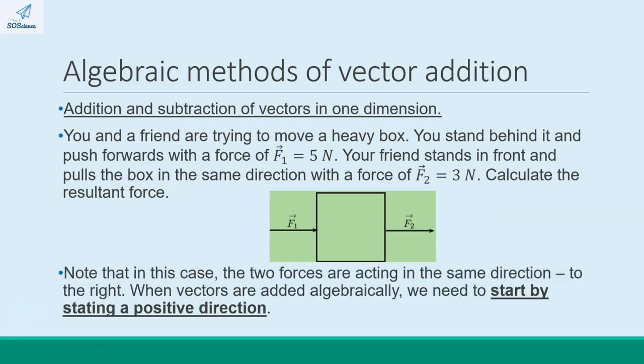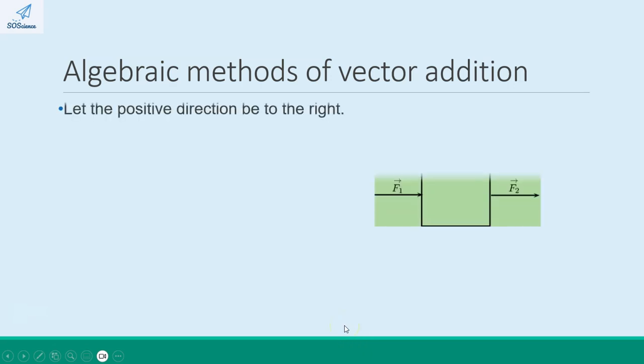Now, in this case, we have two forces that are acting in the same direction, to the right. And when we add vectors algebraically, meaning that we use mathematical methods, we have to start off by stating a positive direction. We generally choose the direction of the motion to be the positive direction, but we don't have to. So let's look at this example where we say, let the positive direction be to the right, which is the direction of the motion.